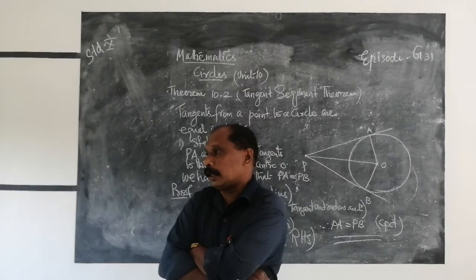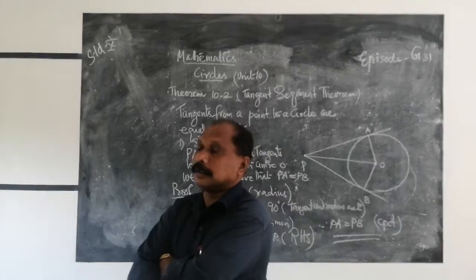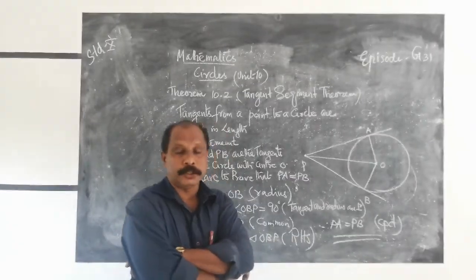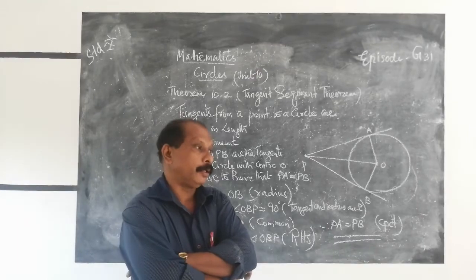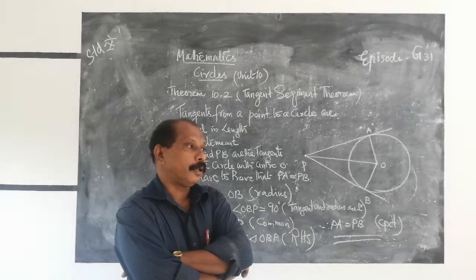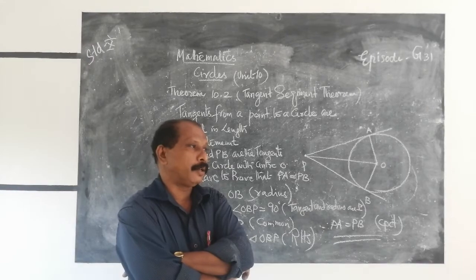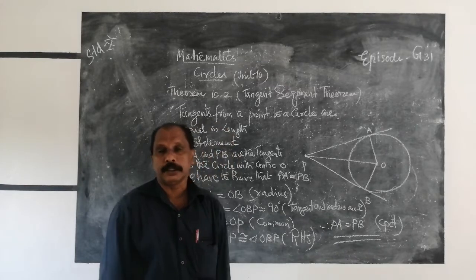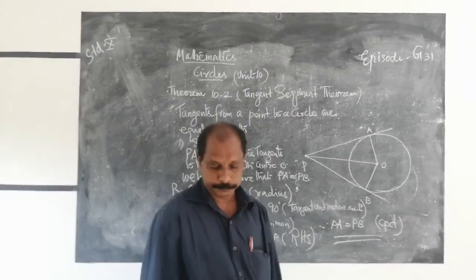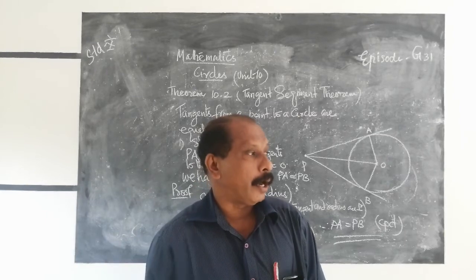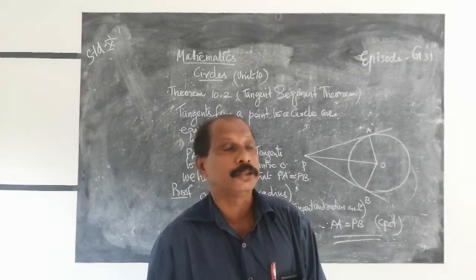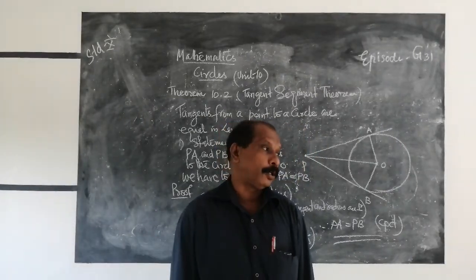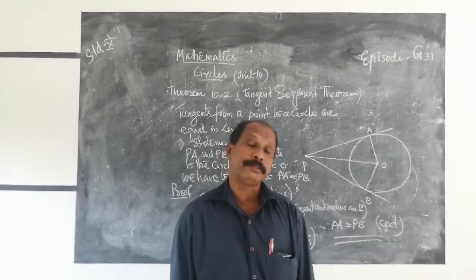To prove this, consider a circle with center O, and PA and PB are the tangents to the circle from an external point P. We have to prove that PA is equal to PB, that is, the tangents are equal in length. For that, join OA, that is a radius segment, and OB, that is also a radius segment. Join OP, where OP is the distance of that point from the center of the circle.